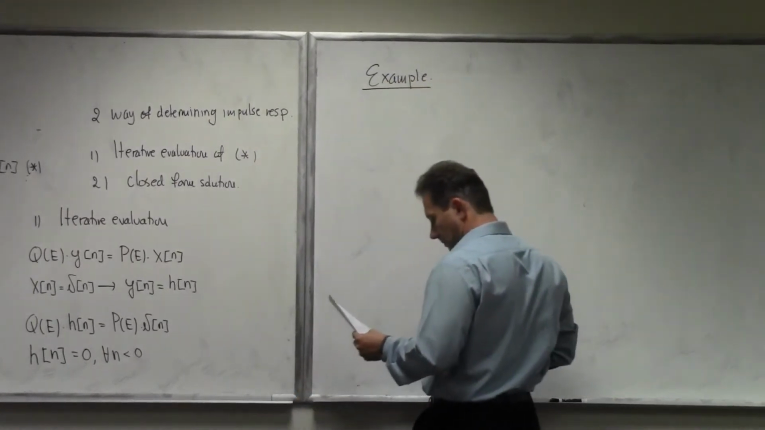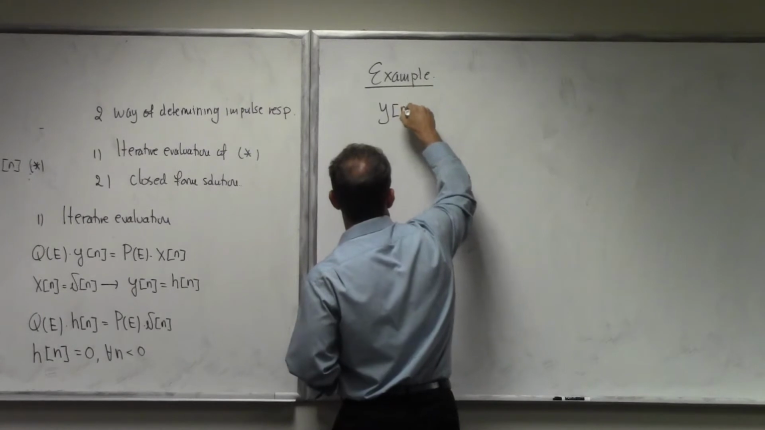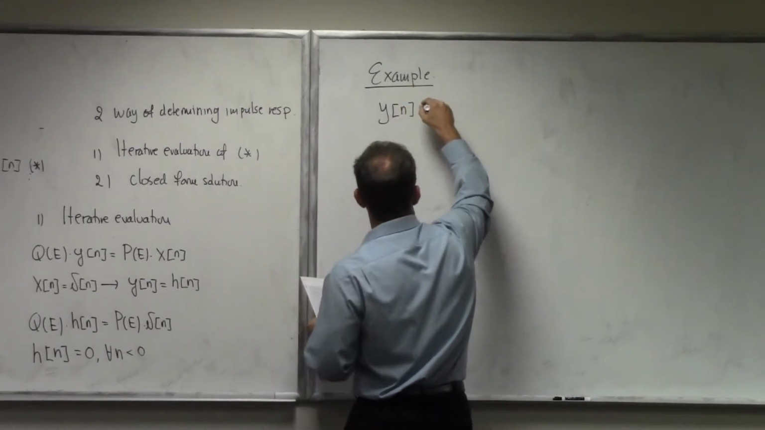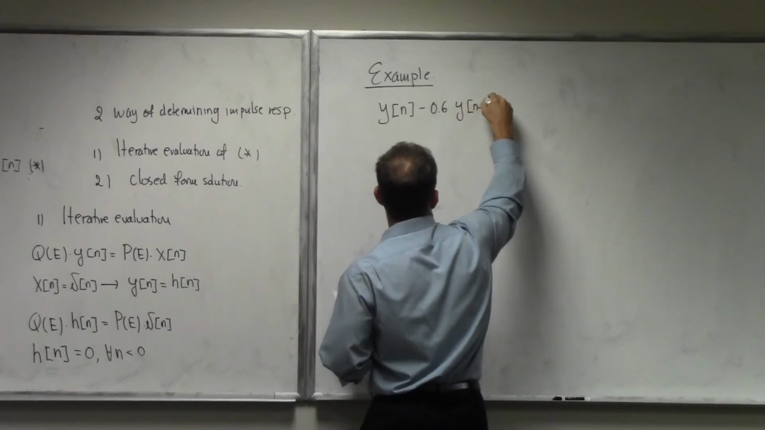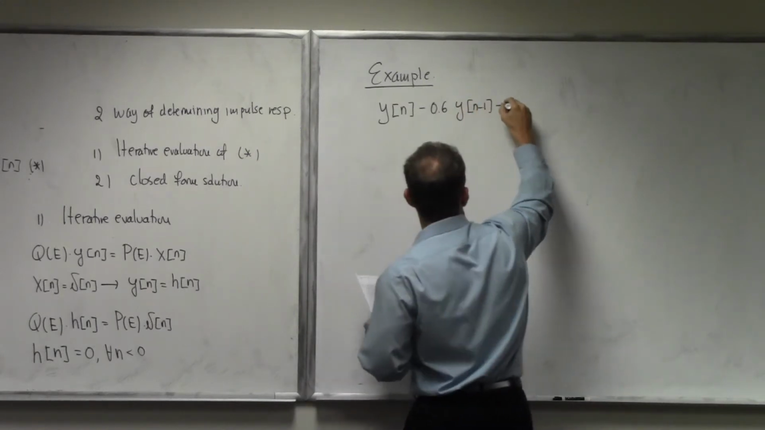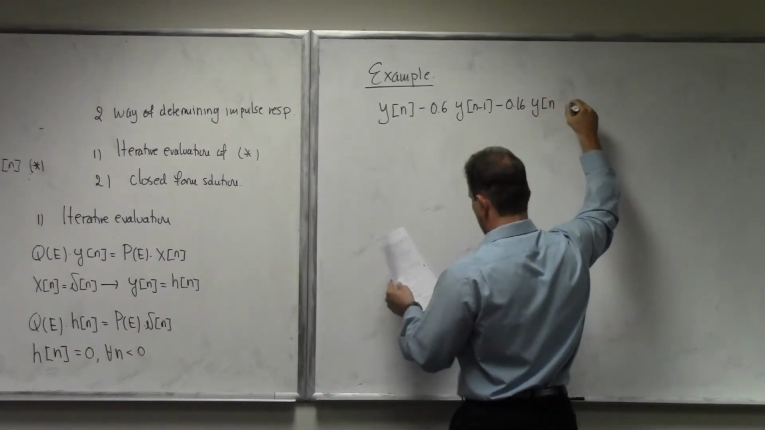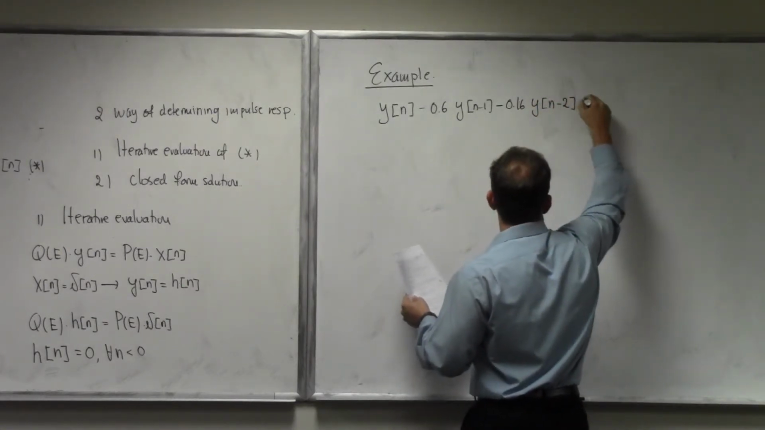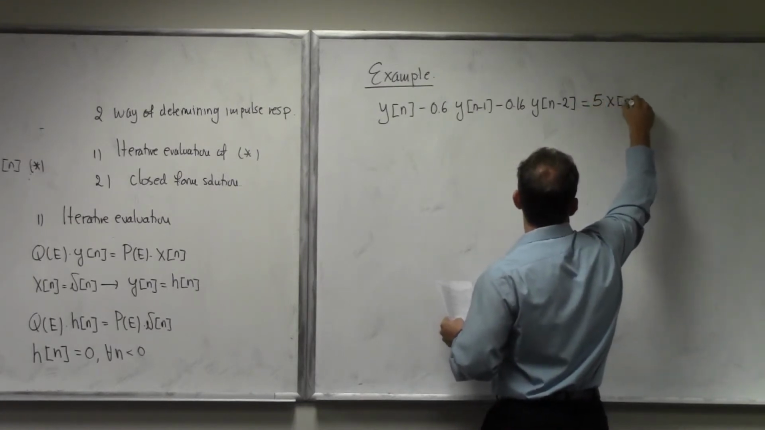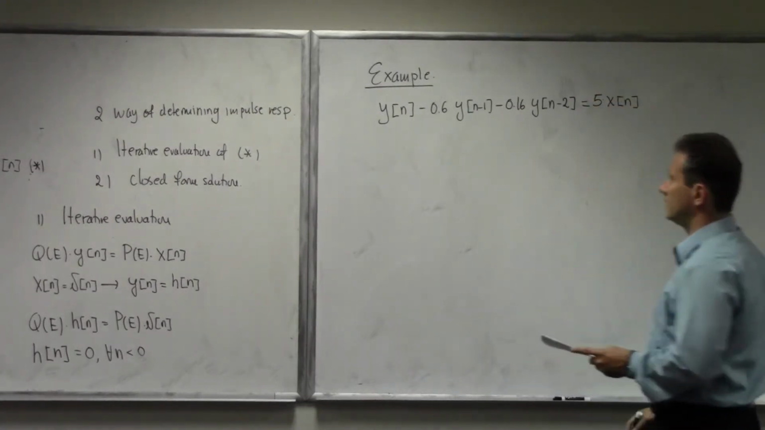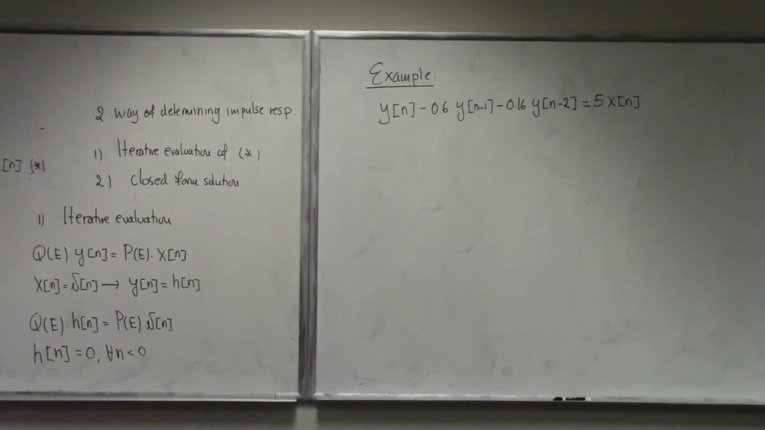Let's consider a system that is given by the following difference equation: y[n] - 0.6 y[n-1] - 0.16 y[n-2] = 5 x[n]. This is the same system that we analyzed the last time, looking for its natural response, its zero input response.